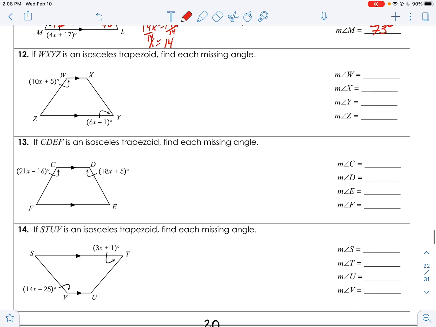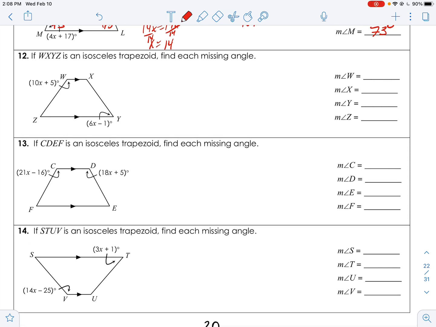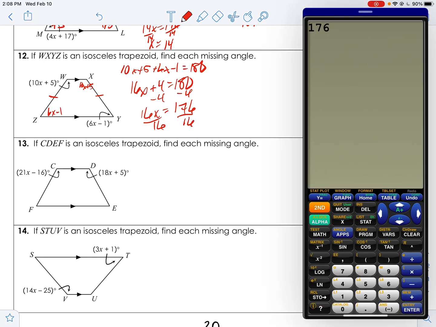If you want, give it a pause, try the rest, let's see what you can do. Okay, here I go. It's isosceles. Find each missing angle. Well, those are going to be supplementary because the consecutive ones are going to be supplementary. So I can go ahead and say that 10x plus 5 plus 6x minus 1 equals 180, because this is 6x minus 1. And that's 10x plus 5. So 16x plus 4 equals 180. Minus 4 from both sides. 16x equals 176. Divide by 16.